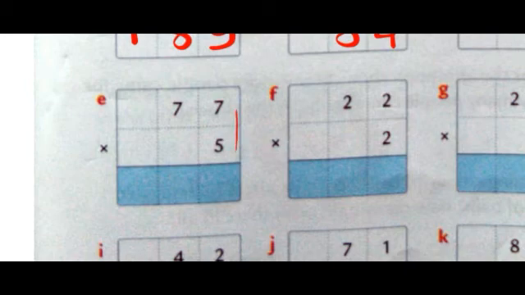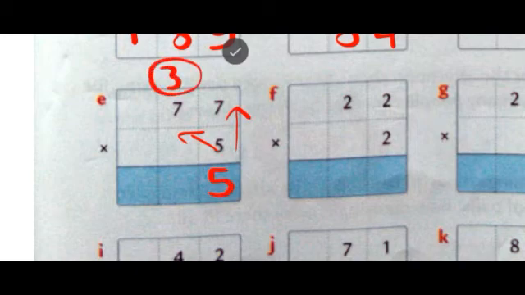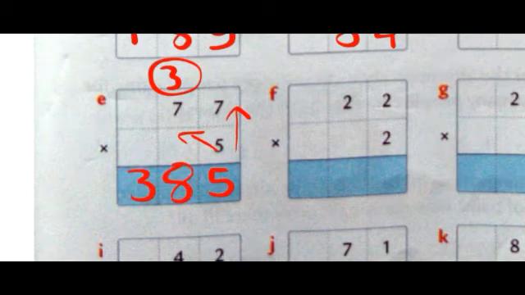First we will multiply 5 with 7 and then again 5 with 7. 5 7s are 35. So we have to regroup. 5 will be written here. 3 will be regrouped. Now again say 5 7s are 35 plus 3. 36, 37, 38. So the answer is 385.